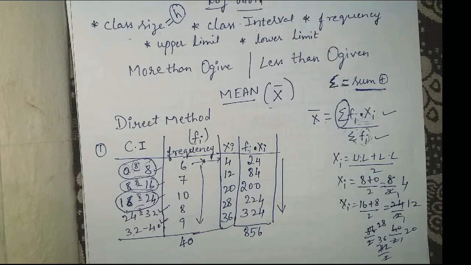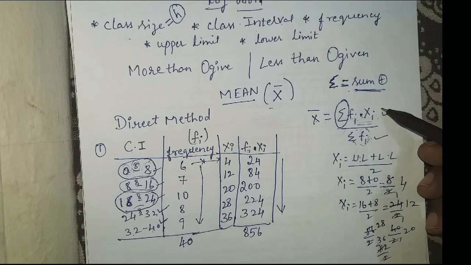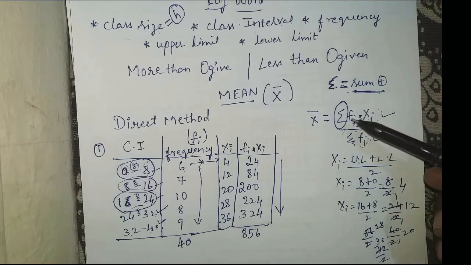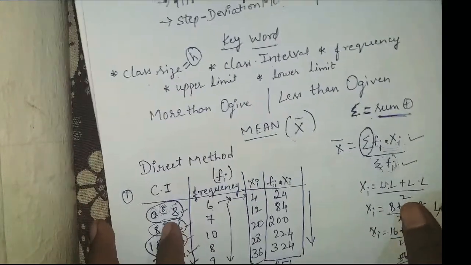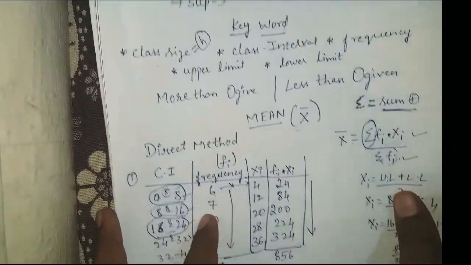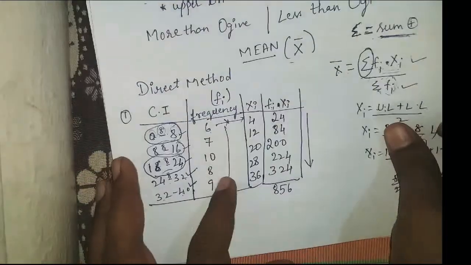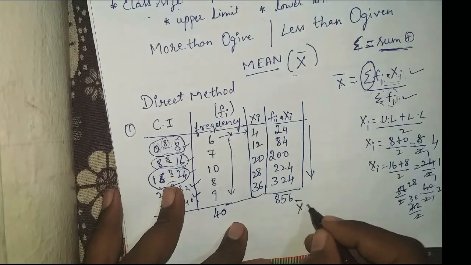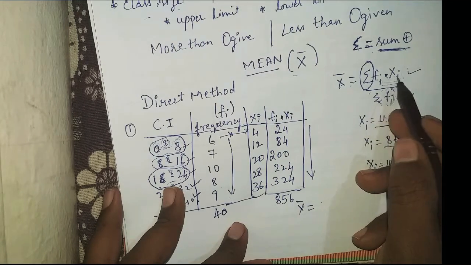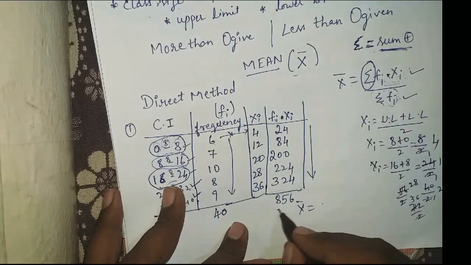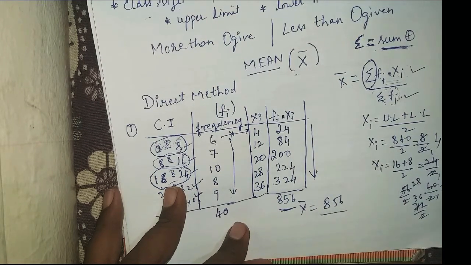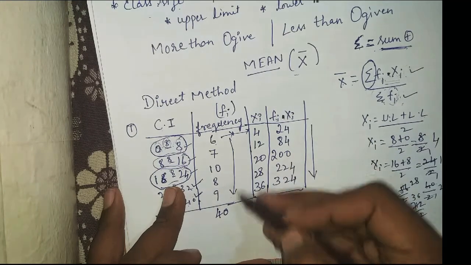Any doubts, students? Now I got the value of sigma fi, and I also got the value of sigma fi into xi. So simply substitute the values in the formula and you will get the answer. You know the formula, right? Mean is equal to sigma f into xi divided by sigma fi. Sigma f into xi, what is the value? You got 856 by sigma fi. How much did you get?